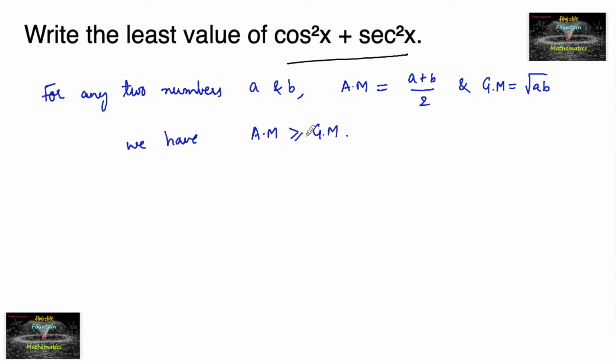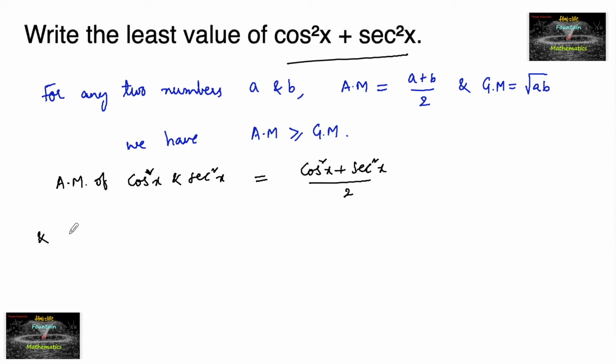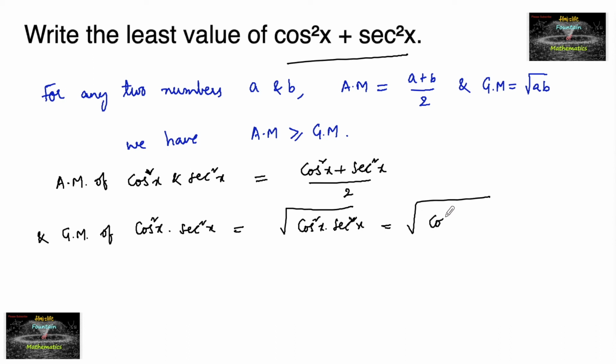So let us apply arithmetic mean and geometric mean to cos square x and secant square x. So we will have the arithmetic mean of cos square x and secant square x equal to cos square x plus secant square x by 2, and the geometric mean of cos square x into secant square x equals root over cos square x into secant square x, which is equal to root over cos x into secant x whole square.